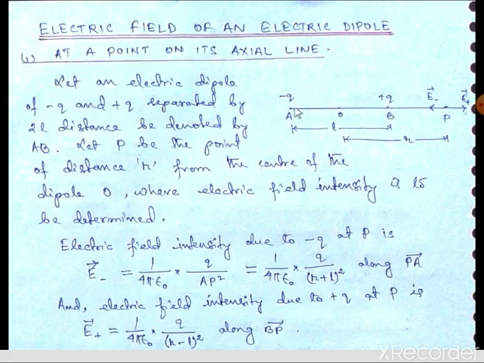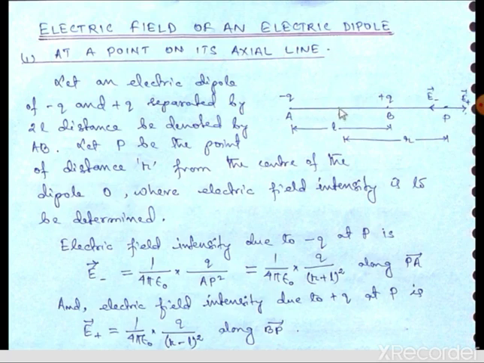At a point on its axial line, that means the line joining these two equal and opposite charges, we call this line an axial line. So the first one is to find the electric field at any point on its axial line. The second one is to find the electric field due to this electric dipole on its equatorial line. Equatorial line means a line drawn perpendicular to the middle point of the electric dipole. We call that the equatorial line.